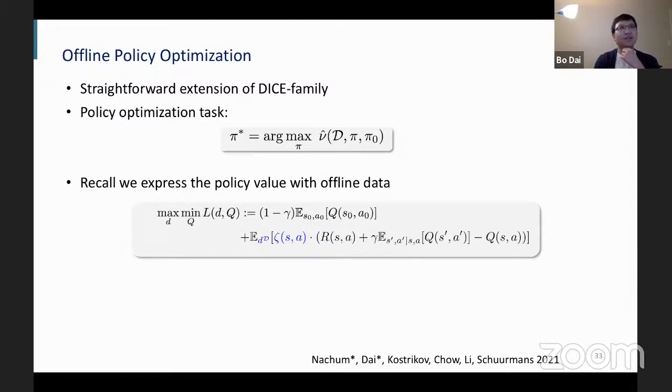Actually, this kind of extension is not that difficult. Recall, the policy optimization task is that we want to eventually maximize the policy value, right? Now we already have a good estimator for the policy value, as I mentioned, in the DICE family, which is this term. If you still remember, this is the Lagrangian form, and if you solve it, it just gives me the policy value. What do you need to do? Actually, it's quite straightforward. Maximize it, right? So this is the intuition and also the idea to do it.